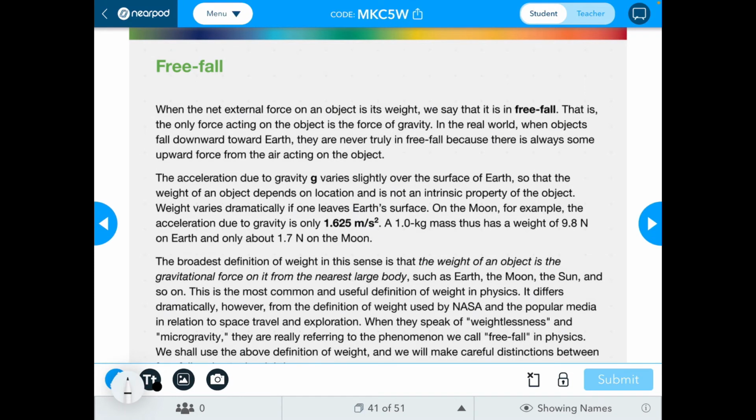And here we have free fall. When the net external force on an object is its weight, we say it is in free fall. So again, that means that anything that is in the air that is just falling is in free fall, or even if it's thrown up, it's still in free fall. The only force acting on it is gravity. And again, here they do mention how that changes depending on where you are.